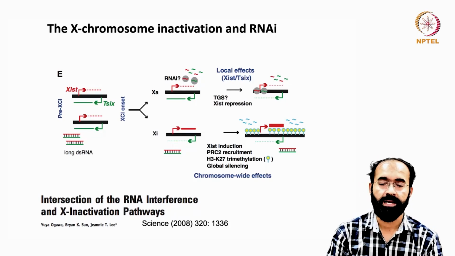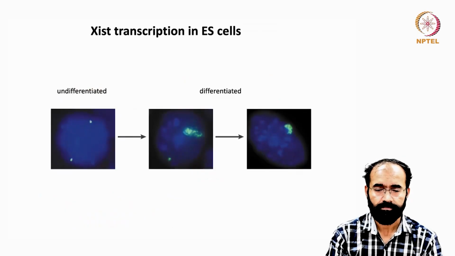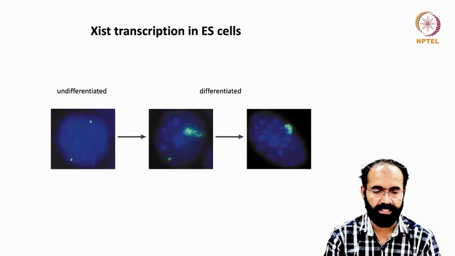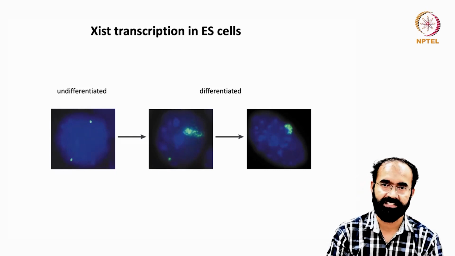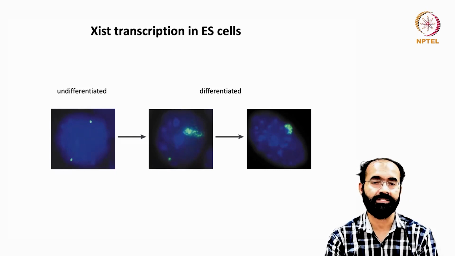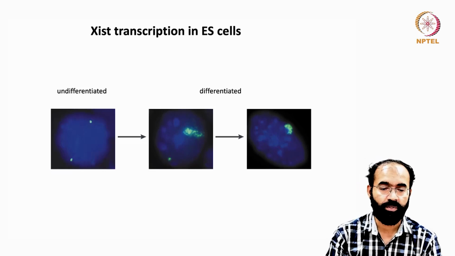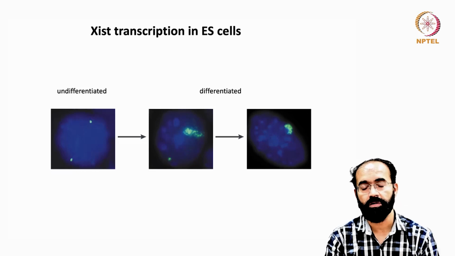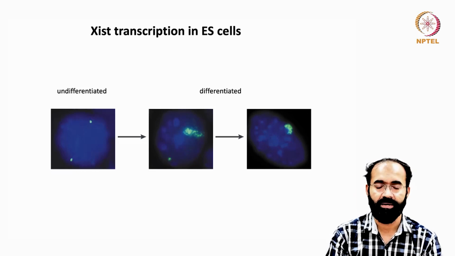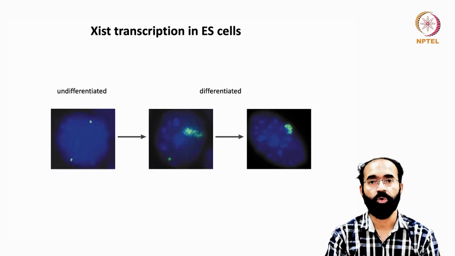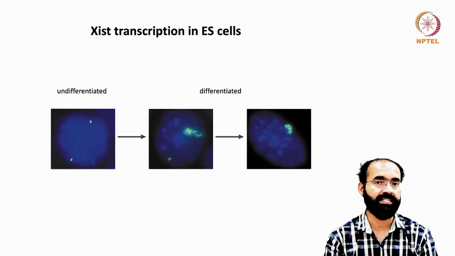has to happen. Now let us see Xist transcription in ES cells, embryonic stem cells. In an undifferentiated cell, meaning it is a stem cell remaining as a stem cell, you can see two dots that are green in color. So how is this done? This technique is called fluorescence in situ hybridization, where you take a probe. What is the probe? Xist RNA is the probe.